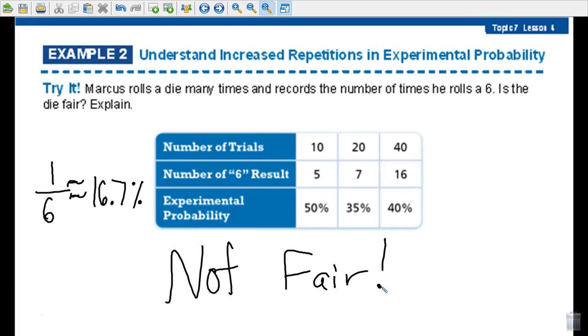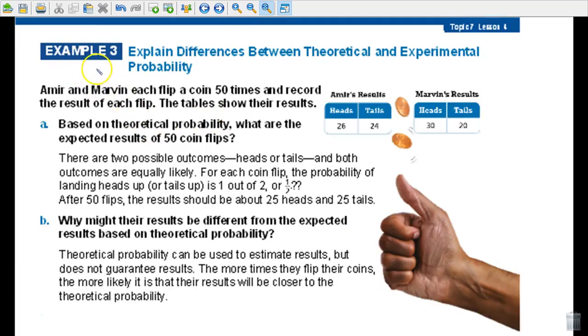Okay, let's move on. Example three. Explain differences between theoretical and experimental probability. Amir and Marvin each flip a coin 50 times and record the result of each flip. The tables show their results. This is Amir's results. This is Marvin's results. Okay, so if you flip a coin, there's only two options. Therefore, landing on one side would be 50%, landing on the other side is 50%. Correct? Correct.